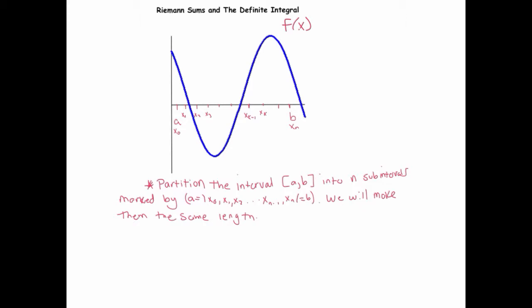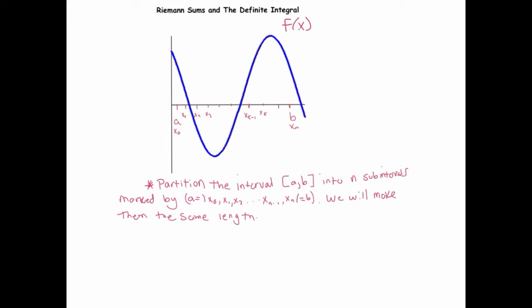But then what we're going to do is let the number of rectangles go to infinity. And when you do that, you'll see that that limit gives us the actual true area between the curve and the x-axis. So to generalize the process, this is what I've done.